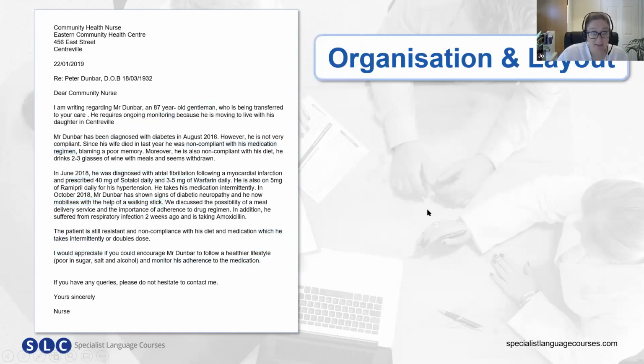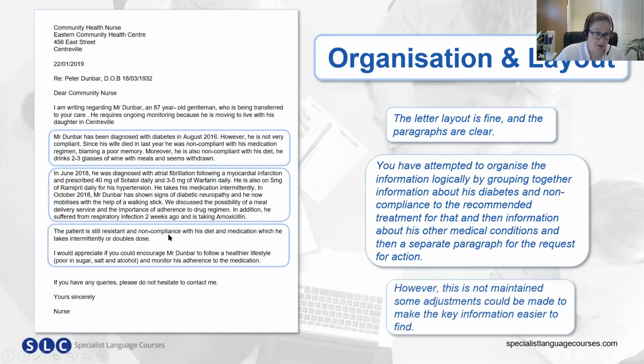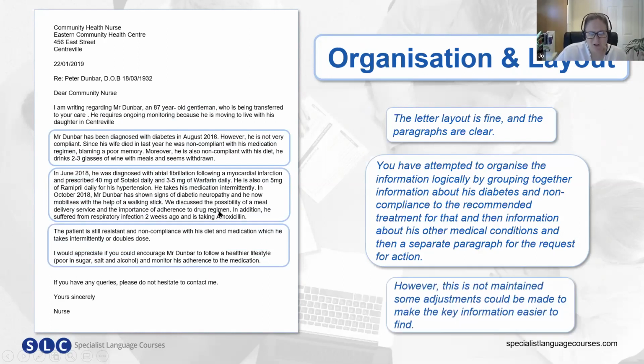Organisation and layout, again, I think there's clear paragraphs and the letter layout is appropriate. They've also organised it fairly logically. They've grouped together information about his diabetes in one paragraph, his other conditions in another paragraph, and then a separate paragraph for the request for action. But it's not maintained perhaps within the paragraphs, and a few adjustments would improve it a little bit and make the key information easier to find. So this information about his poor diet, sugar, salt and alcohol is a little bit hidden. So we want to make sure that the most important information is easy to find.